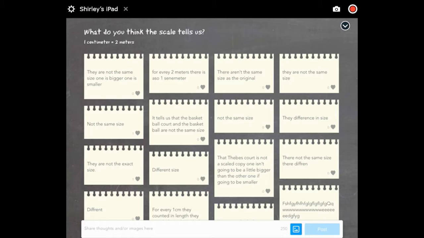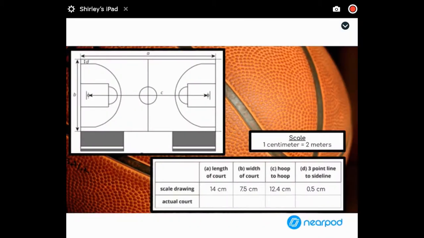Okay, I'm going to switch the screen. So now we have the court again. You have the scale and you have a table. So you have all of the dimensions written to you. In the drawing, the length of the court is 14 centimeters, the width of it is 7.5, hoop to hoop is 12.4, and from the 3-point line to the sideline, it's 0.5 centimeter.